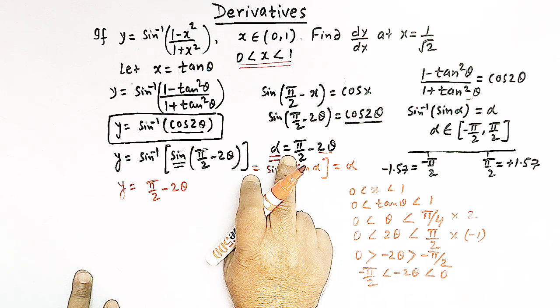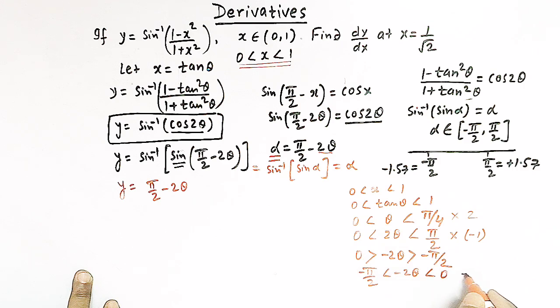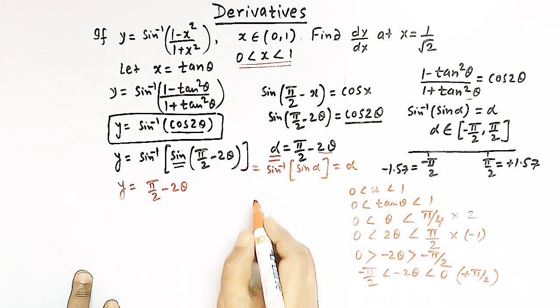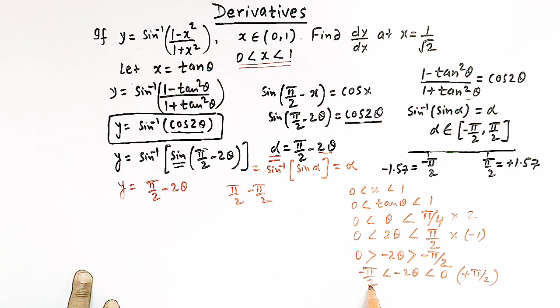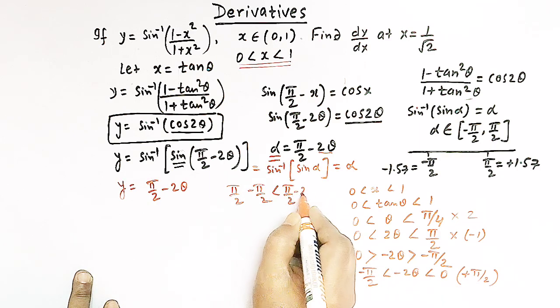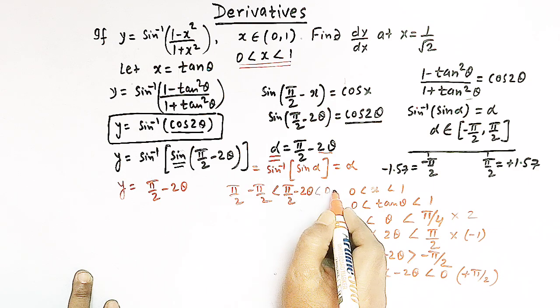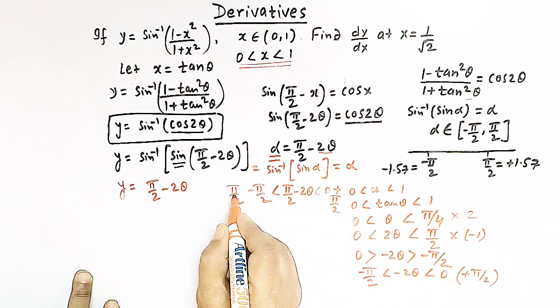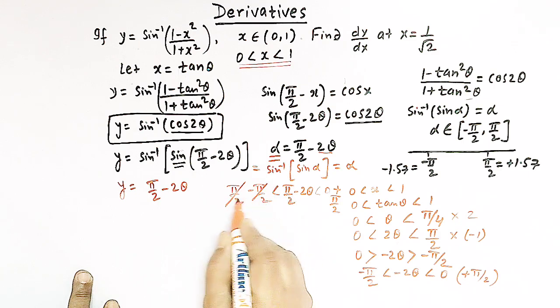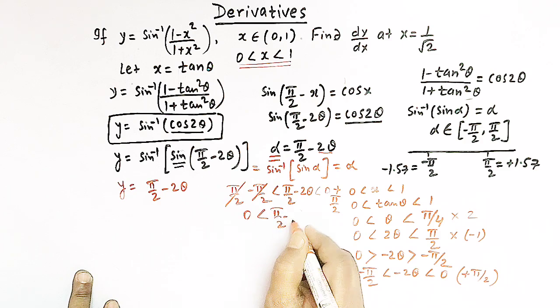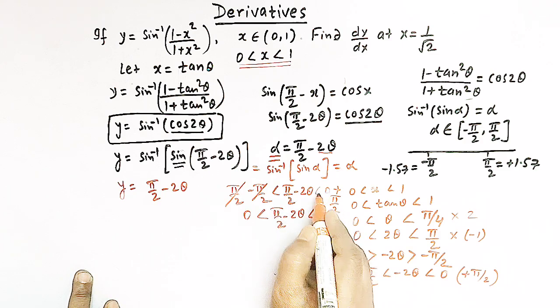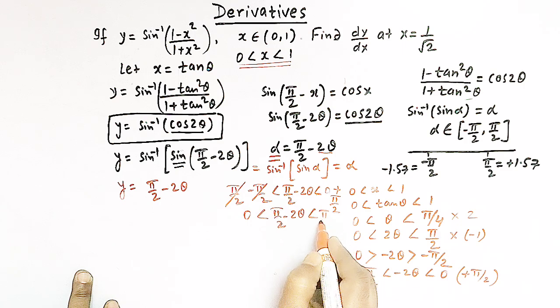So now here we have pi by 2 minus 2 theta. So let us add pi by 2 throughout this inequality. So we have now here pi by 2, and here we have minus pi by 2. So adding pi by 2 throughout, we have here pi by 2 minus 2 theta, and then we have 0 plus pi by 2. So here these two terms get cancelled. So we have 0, here we have pi by 2 minus 2 theta, and here we have 0 plus pi by 2, that is pi by 2.